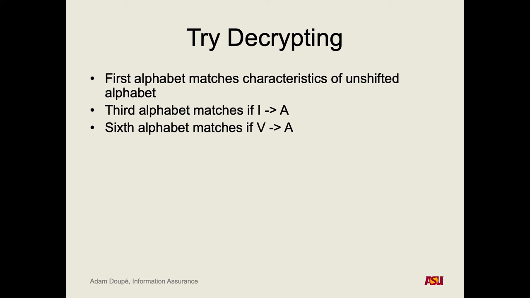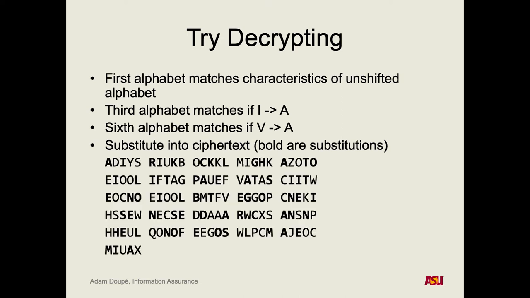Try it. So we can try it with the ciphertext, right? We can try shifting each of these three alphabets, which we know how to do with the Caesar cipher. I'm going to put in bold the things that we think we know. So these three alphabets will be in bold with the other ones. And now what do we do?